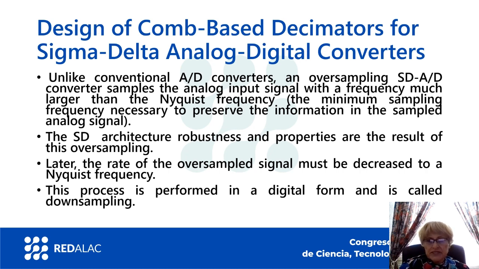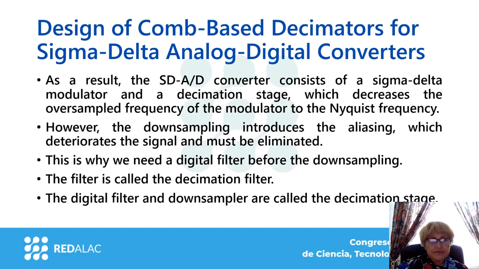Later, the rate of the oversampled signal must be decreased to a Nyquist frequency. This process is performed in the digital form and is called downsampling. As a result, a sigma-delta AD converter consists of two parts, the sigma-delta modulator and the decimator stage, which decreases the oversampled frequency of the modulator to the Nyquist frequency.